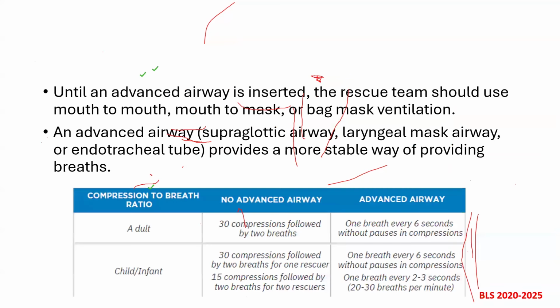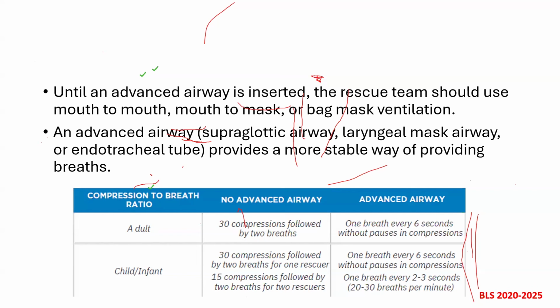Airway management. Until an advanced airway is inserted, the team should use mouth to mask or bag mask ventilation. What is an advanced airway? A supraglottic airway, laryngeal mask airway, or endotracheal tube. That provides a more stable way of providing breaths. Until advanced cardiac life support comes to your side or is available, continue mouth to mask or bag mask ventilation.